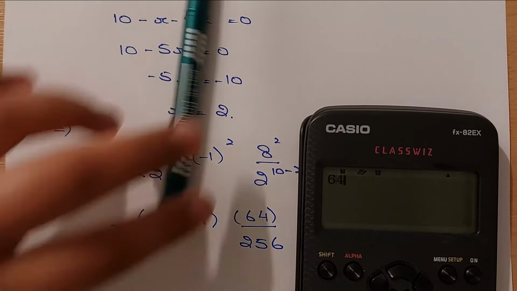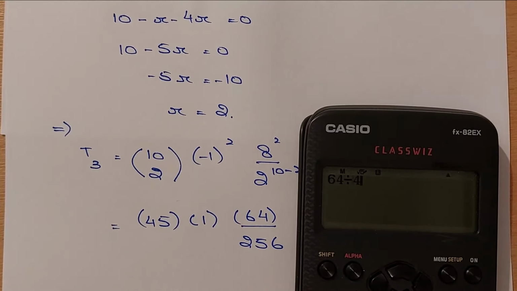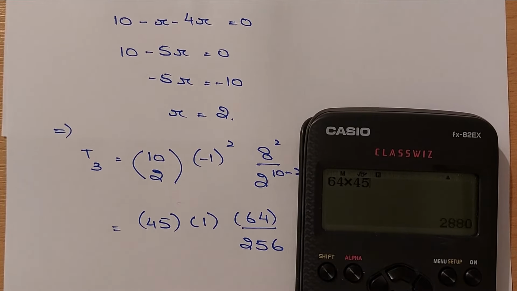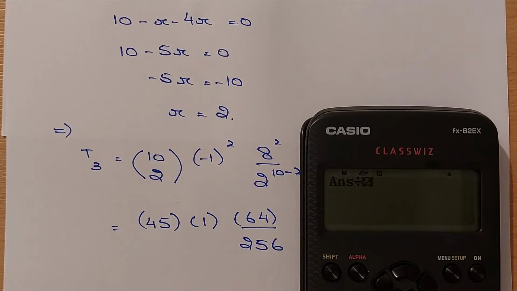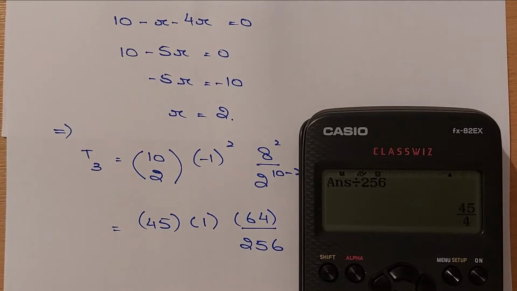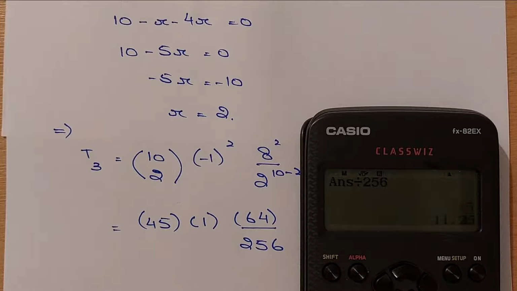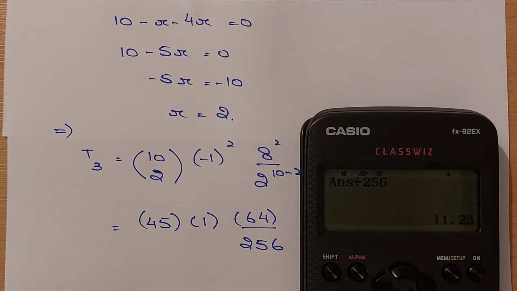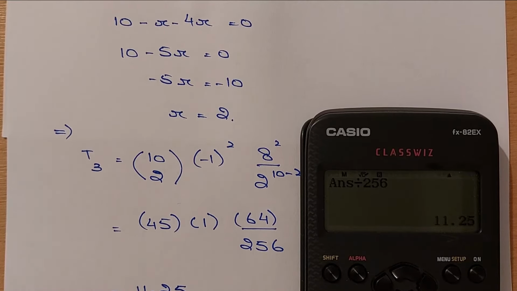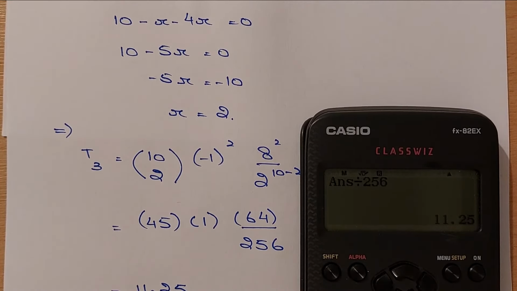64 times 45, and then divide by 256. That is 45 divided by 4, or 11.25. So we can say that the term that is independent of x is 11.25.